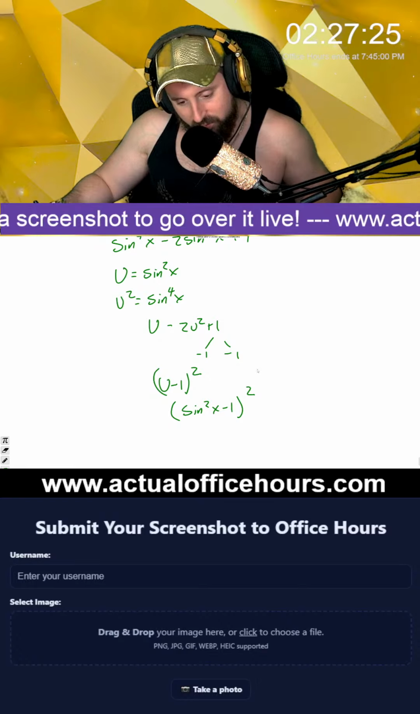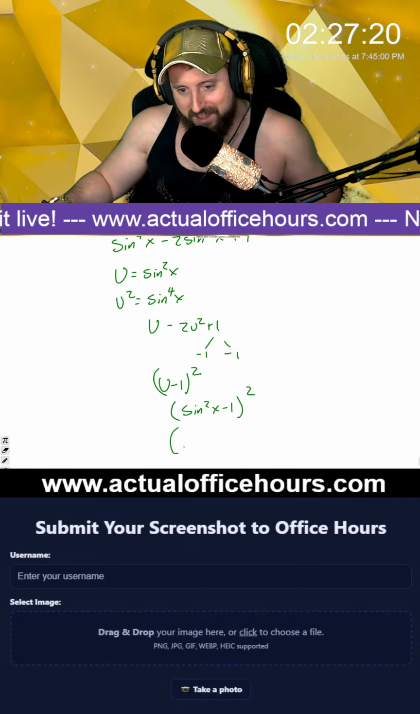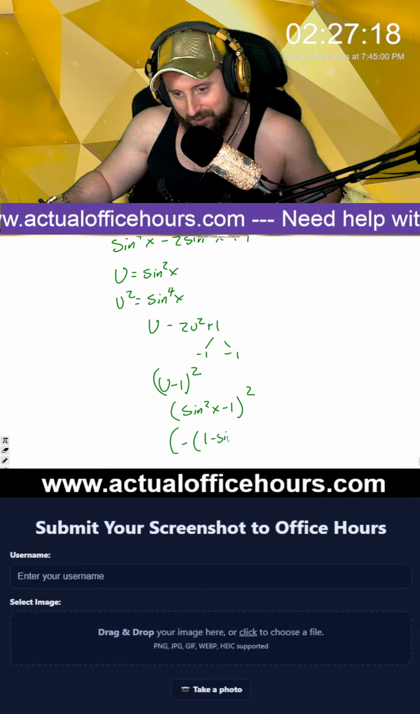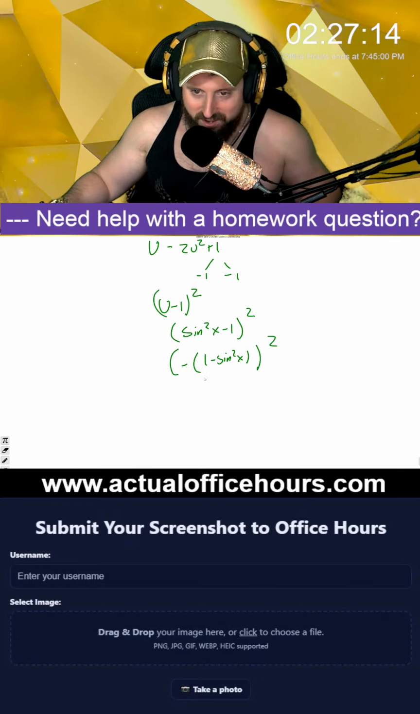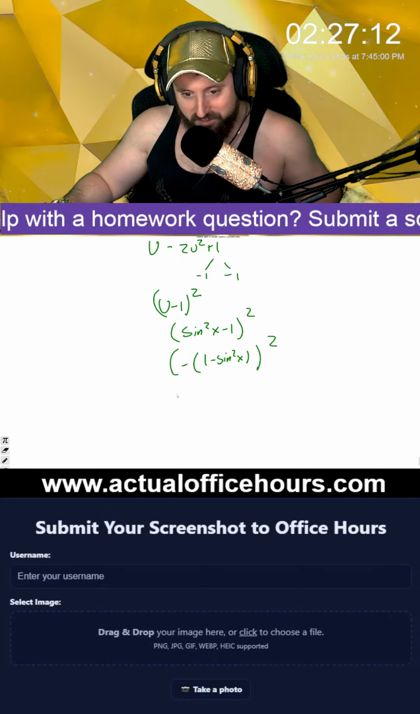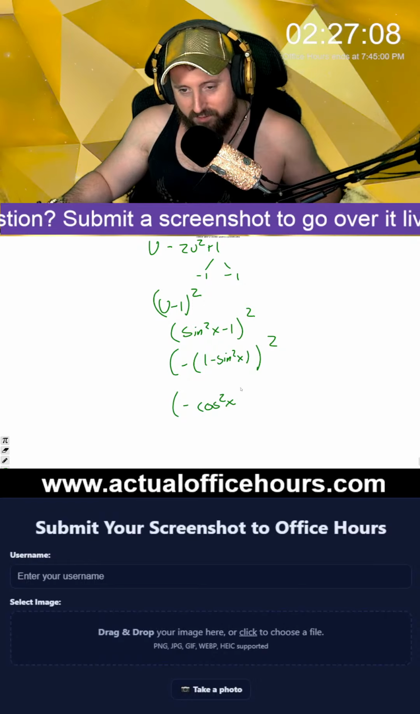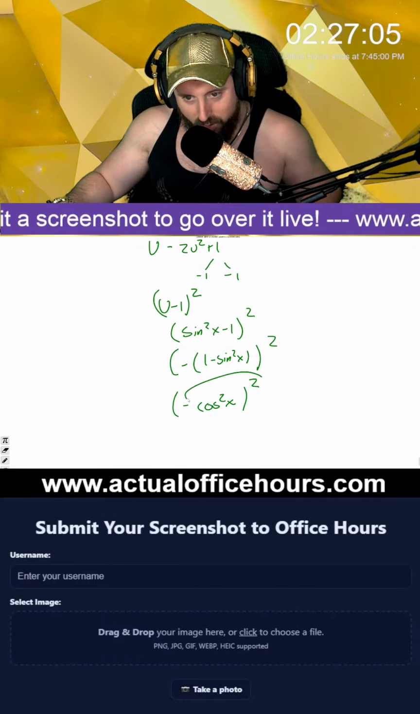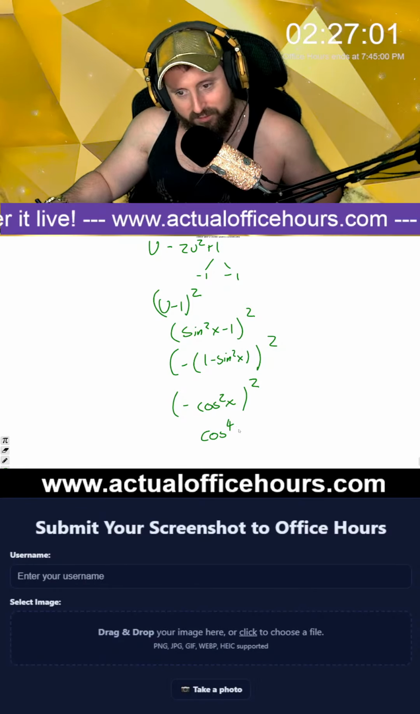Isn't this just cosine squared? Because then there's another squaring on it, right? So this is the same thing as negative (1 minus sine squared x) squared. And then 1 minus sine squared x is just cosine squared x. So you have negative cosine squared x, squared, but then the squaring will get rid of the negative. And so you just get cosine to the 4th of x.